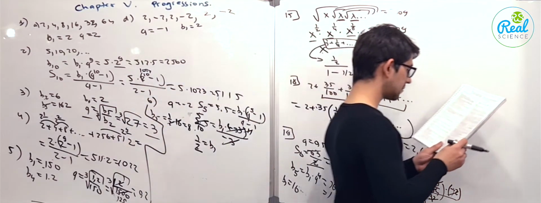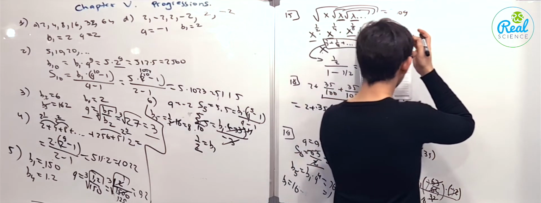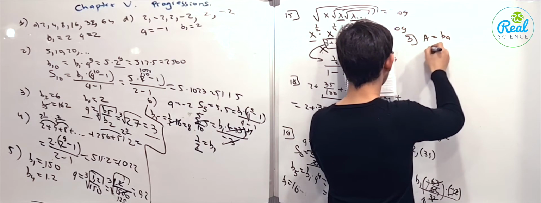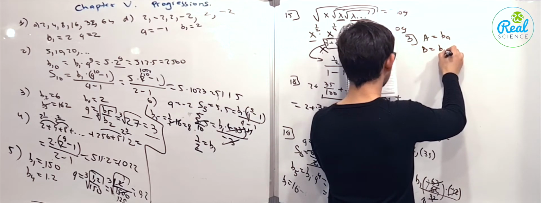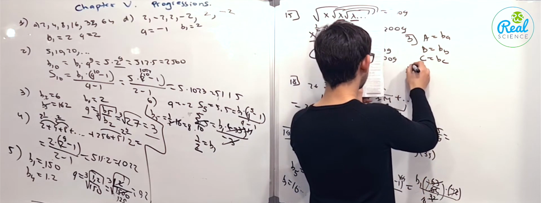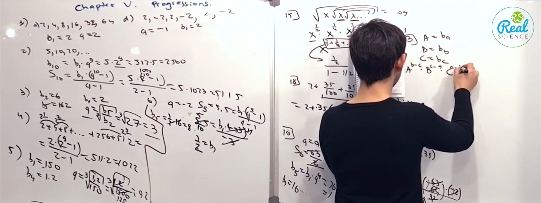Let's look at some problems from homework. Let's look at the third one, okay? It is known that a equals the a-th term, b8. b equals the b-th term. Your c equals the c-th term. Show that a to the power of b minus c, b to the power of c minus a, c to the power of a minus b equals 1.